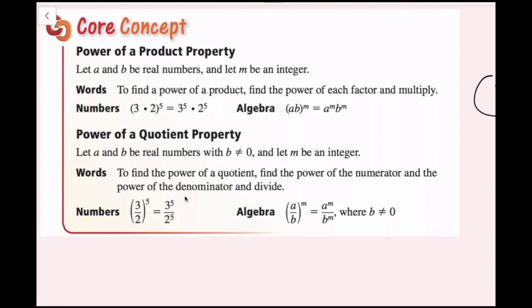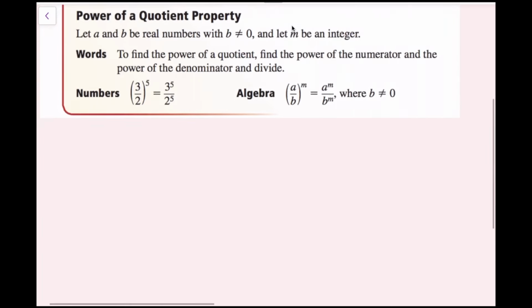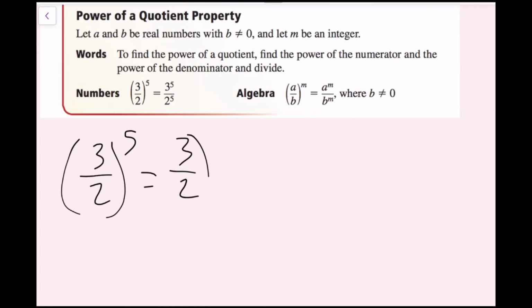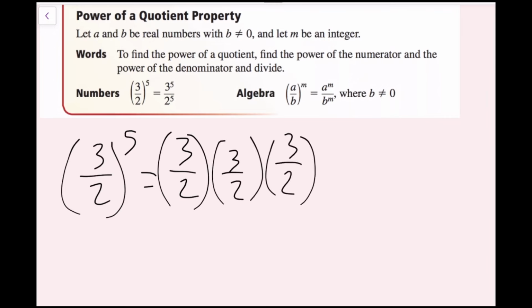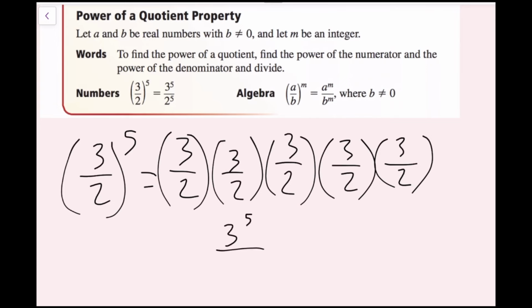Okay. And let's talk about why that works. It's very similar to this property as well. Okay. So I'm going to scroll down here. You can think of 3 over 2 to the 5th as 3 over 2 times 3 over 2 times 3 over 2 times 3 over 2 times 3 over 2. Okay? Well, once again, I can just multiply all the tops and multiply all the bottoms. And notice I have 5 3s being multiplied in the top and 5 2s being multiplied in the bottom. So this is the same thing as 3 to the 5th power over 2 to the 5th power. Okay? So that's why this property works.